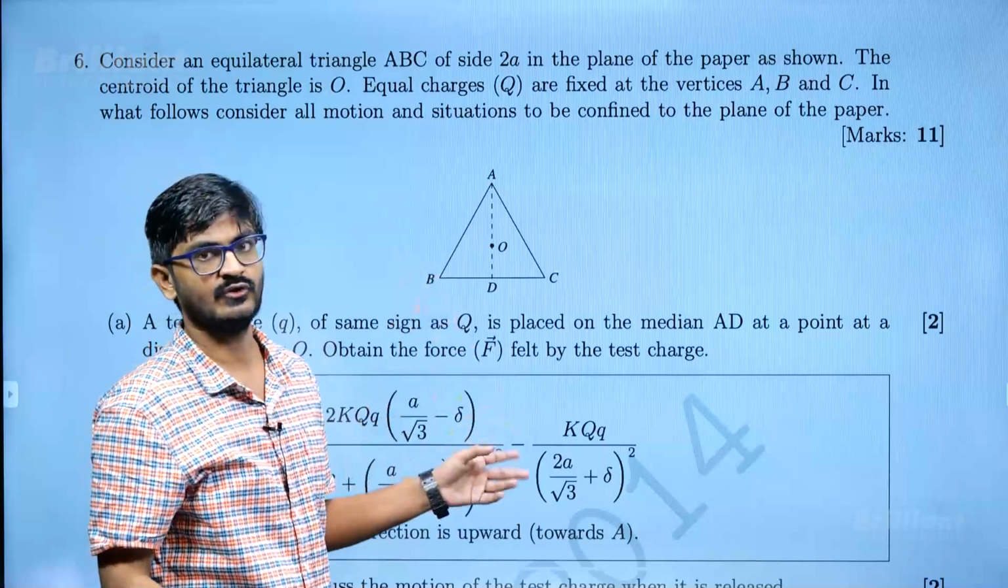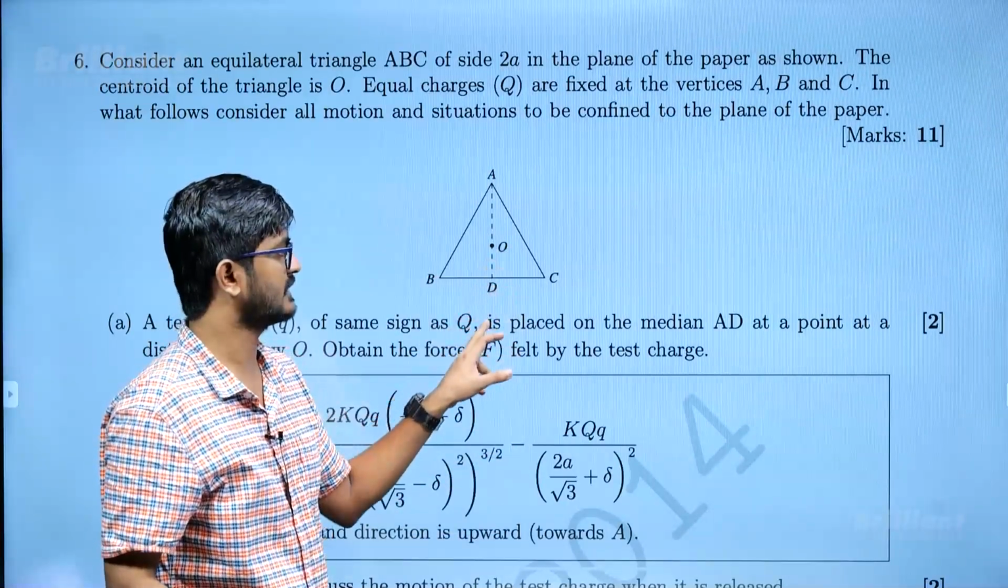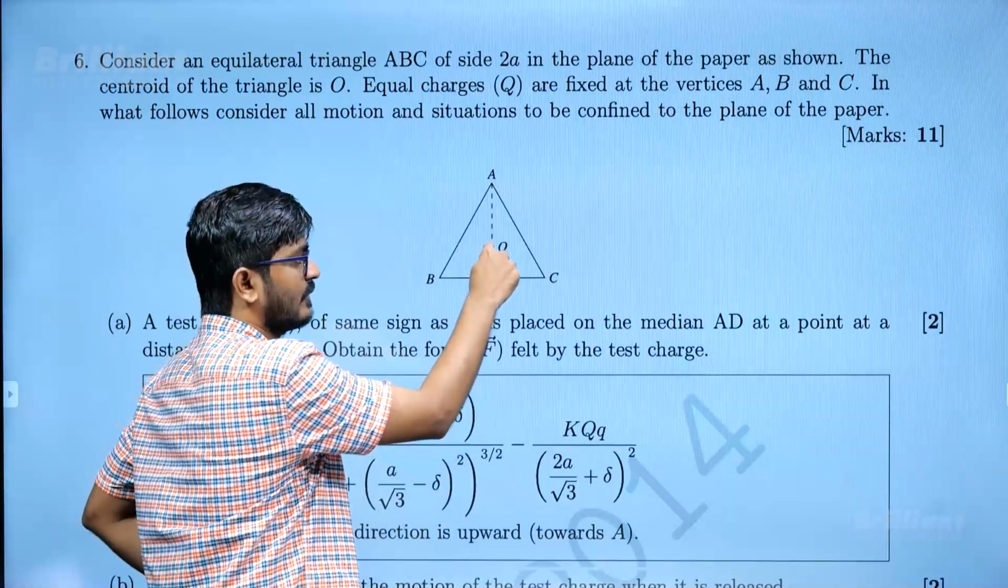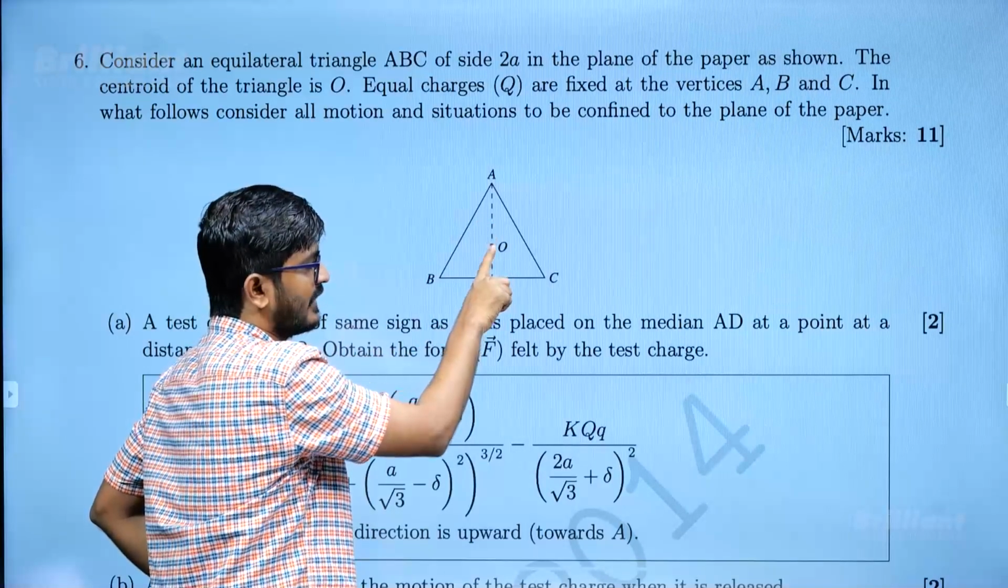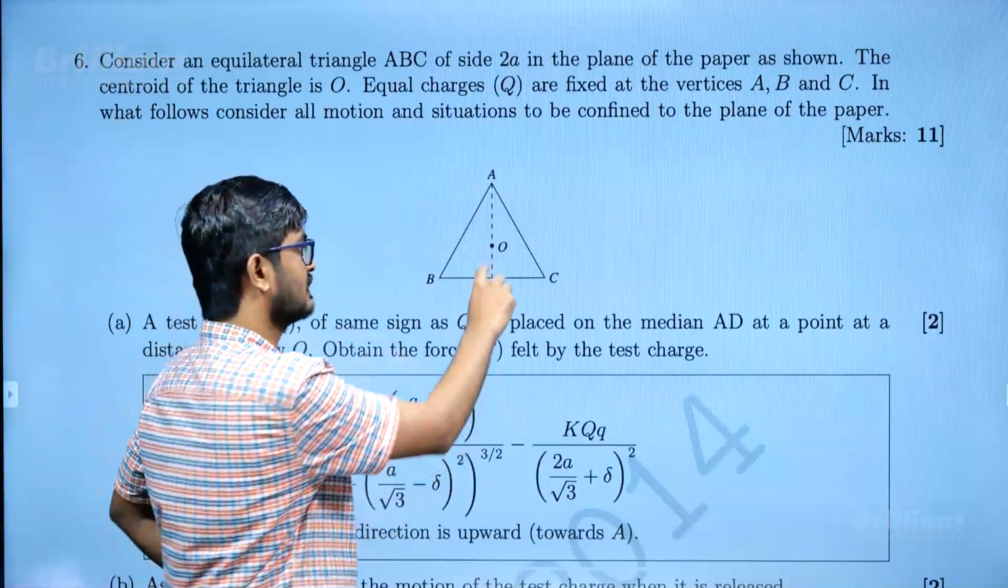Now field won't vary suddenly unless the charge is appearing on the line. There is no charge here, right? So the field is going to vary continuously. What you can see, field is 0, force is 0, after that force is in the upward direction. Now finally it is going to be in the downward direction. So somewhere down the line it must have become 0.